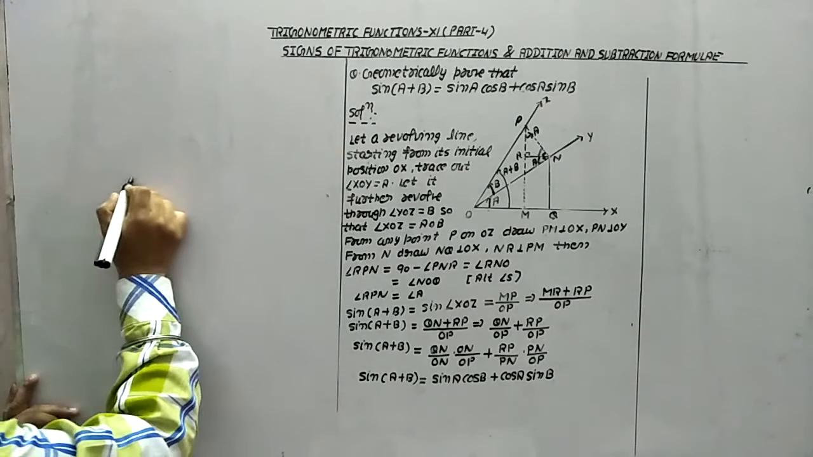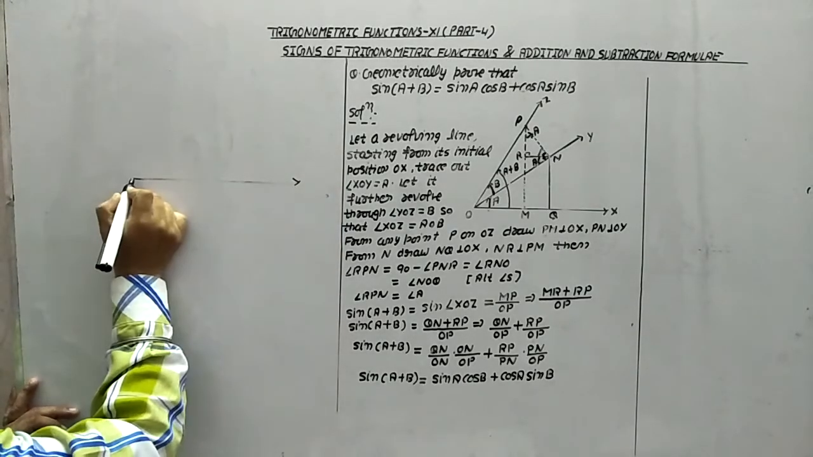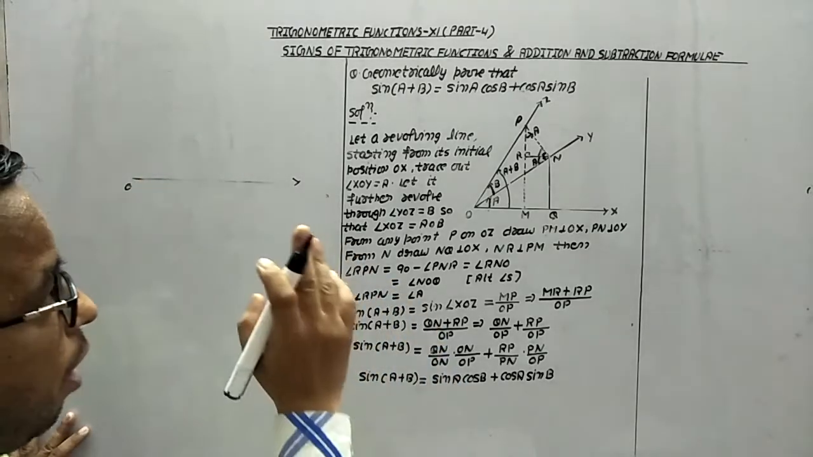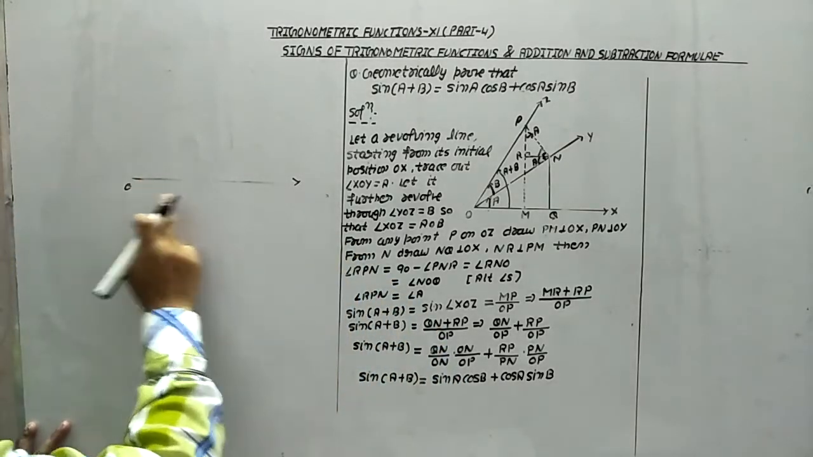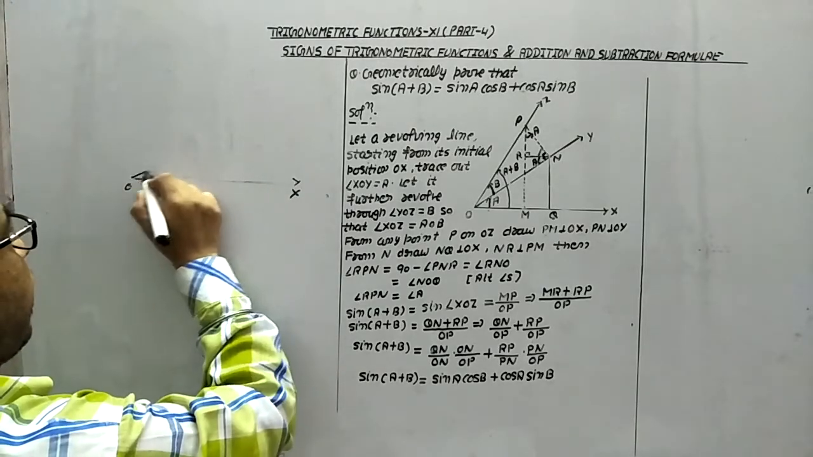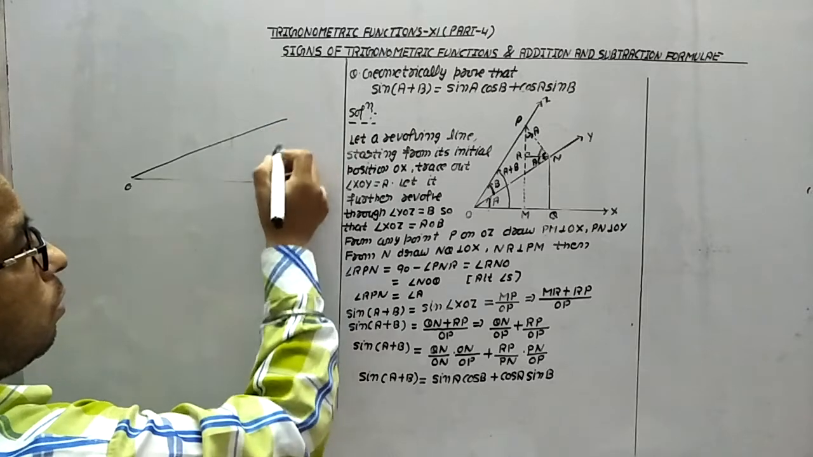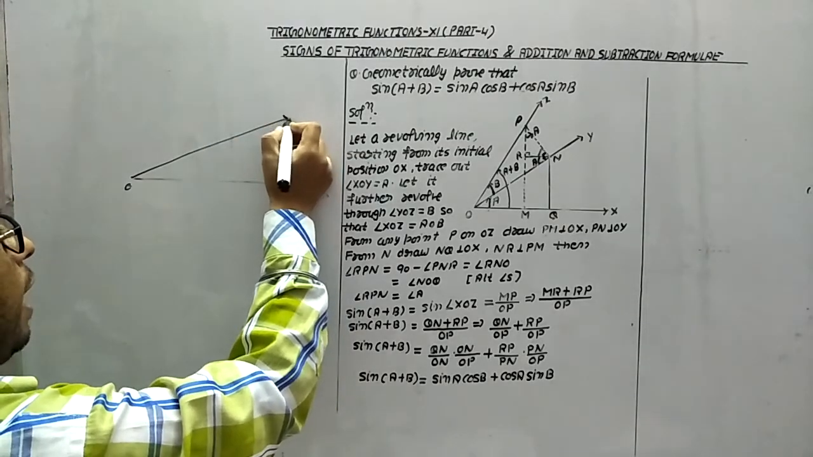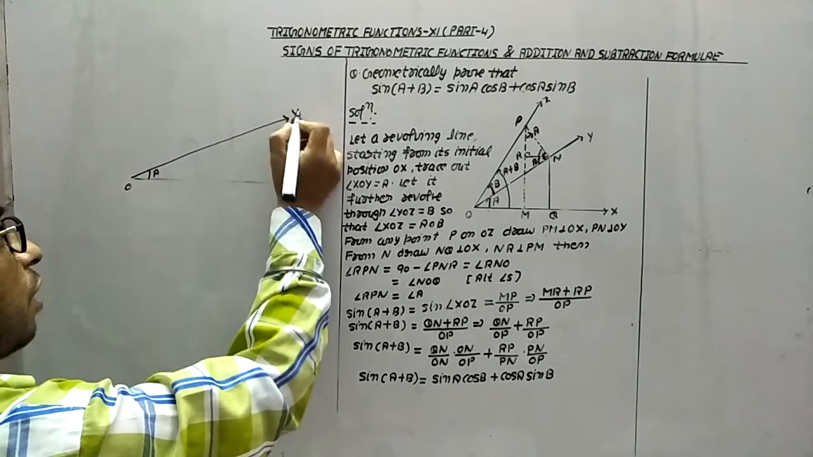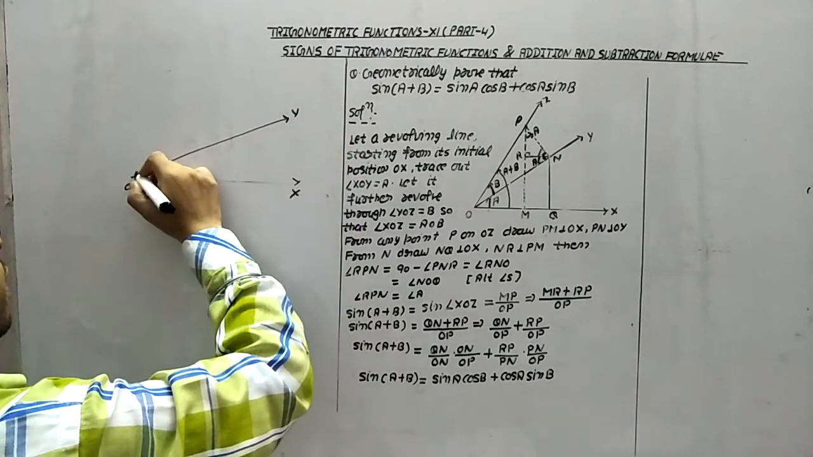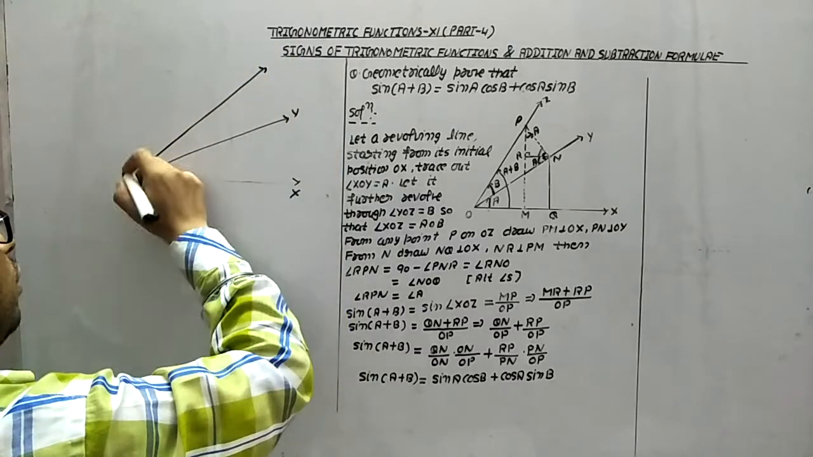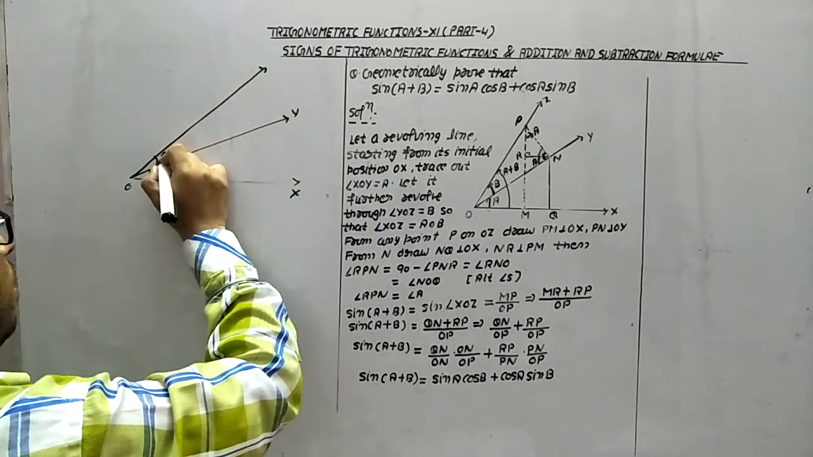For this, let us suppose we have a ray OX. This is the ray OX, and a revolving line starting from its initial position OX traces out an angle YOX, and this angle YOX is equal to angle A. It is again revolving and creating an angle YOZ, and this YOZ is equal to angle B.